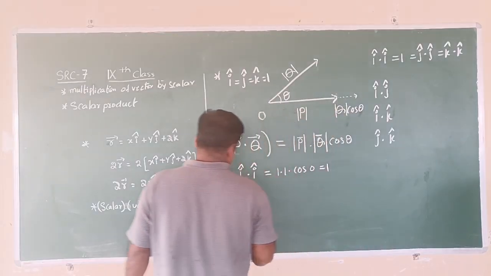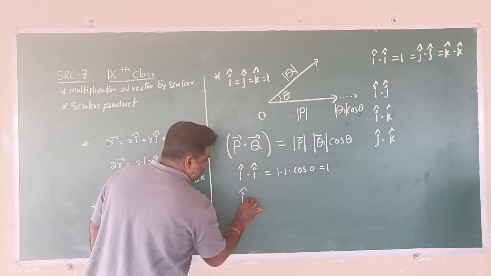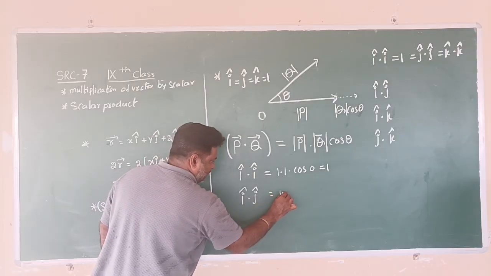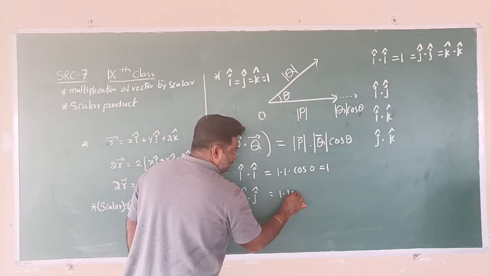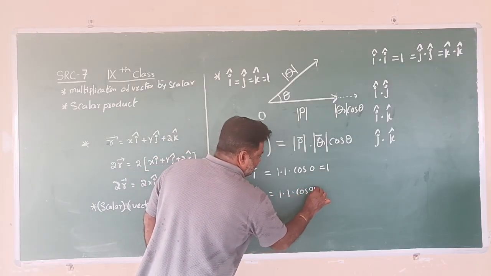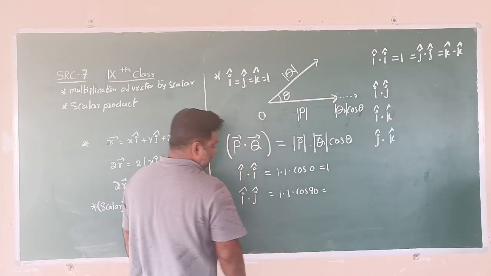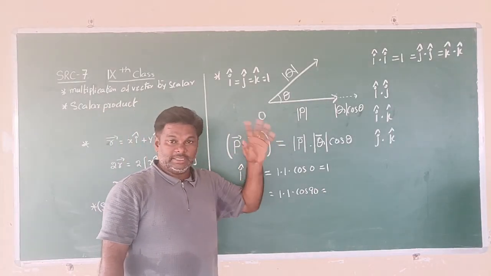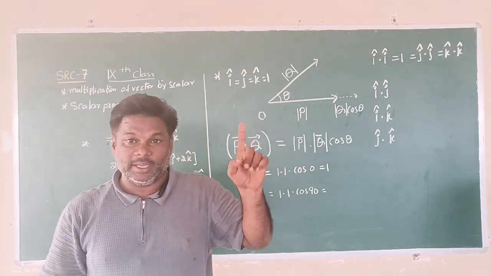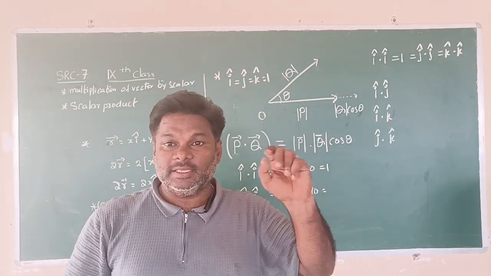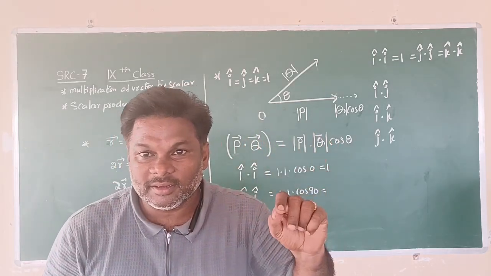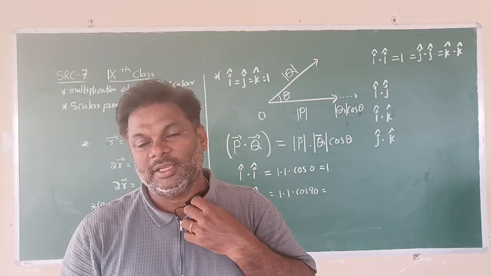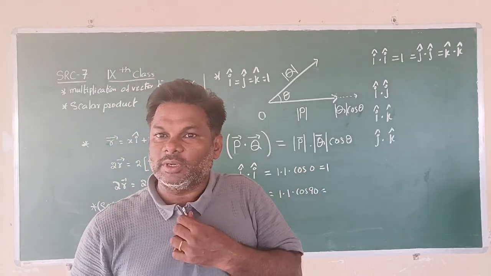Let us check this. i dot j is equal to the magnitude of i cap, which is 1, the magnitude of j cap, which is 1, cos 90, because i cap, j cap, k cap are unit vectors along the x-axis, y-axis and z-axis, where all three are mutually perpendicular. That is, they are perpendicular to each other.